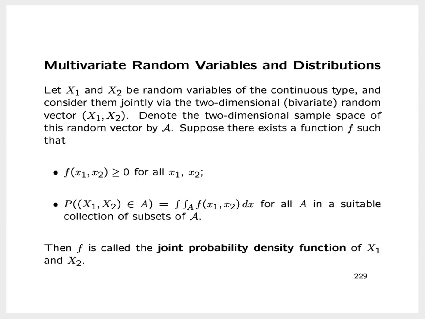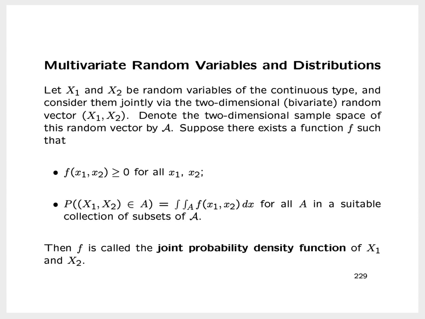In this lecture video, we look at multivariate continuous random variables and their distribution. Let x1 and x2 be random variables of the continuous type and consider them jointly via the two-dimensional or bivariate random vector (x1, x2). Denote the two-dimensional sample space of this random vector by script A.